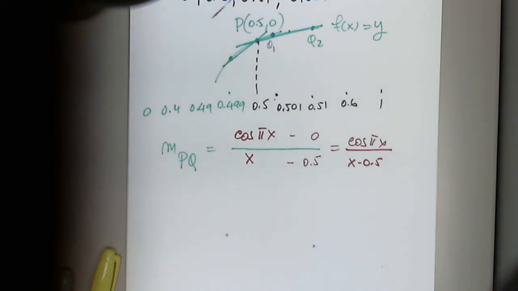So what is x? From left to right, I have it right here. 0, enter, 0.4, enter, 0.49, enter, 0.499, enter. Can I put in 0.5? What if I put in 0.5? What will happen? I'm going to get an error, of course, because the denominator is 0. The next in line is 0.501, 0.51, 0.6, and 1.